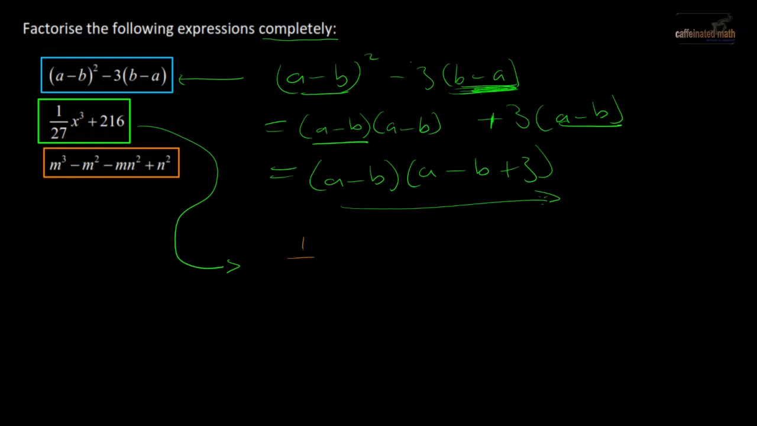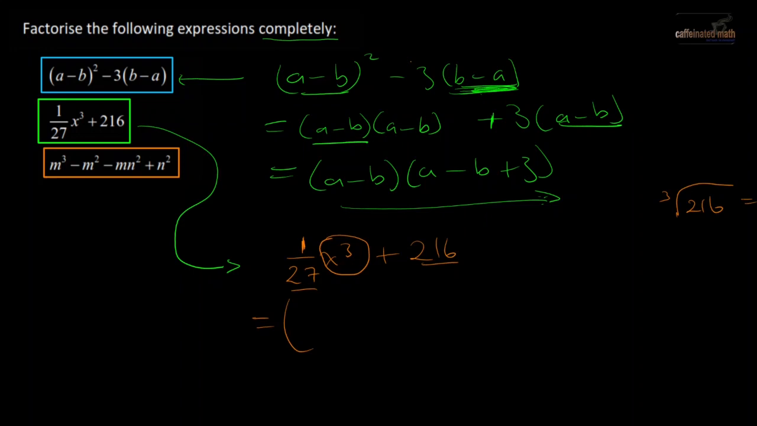Well, 1 over 27 x cubed plus 216. Well, I can see that this is my clue. Well, x cubed is a perfect cube. 27 is a cube, and then 1 is one of those weird ones. Well, 1 to the power of anything is 1, so 1 cubed is still 1, hence I have a cube. And the cube root of 216, last time I checked, should be 6.